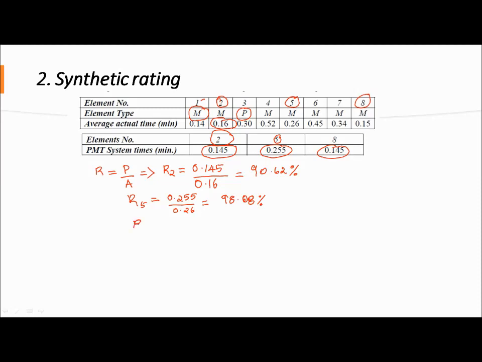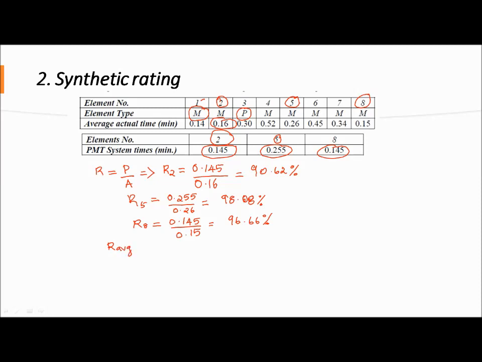And similarly, R8 is equal to 0.145 divided by 0.15. So that comes to something around 96.66 percent. So you got the individual rating for all the components. Now you will have to find the average of all these ratings.